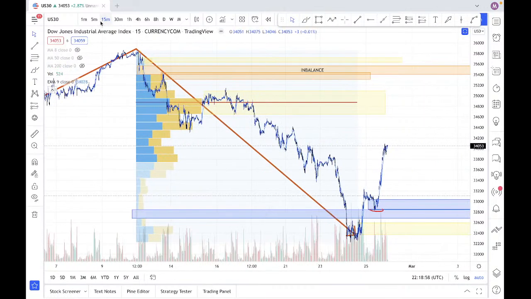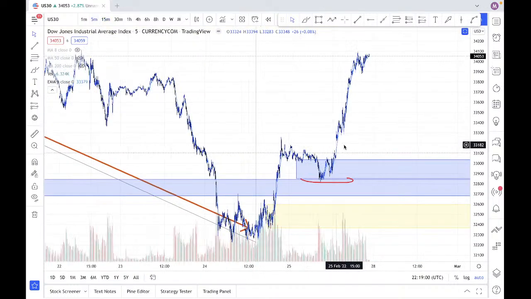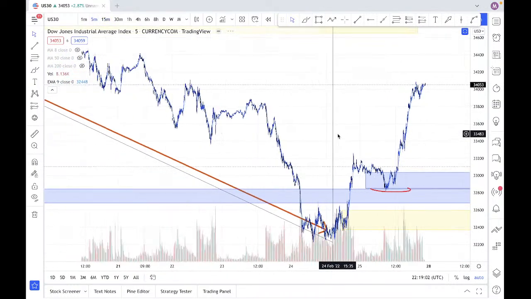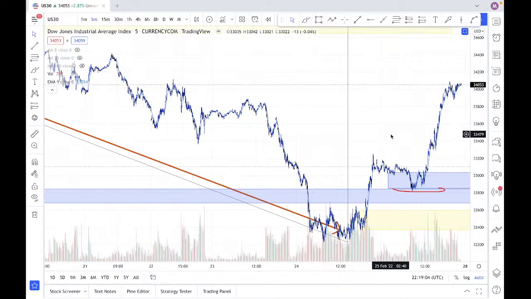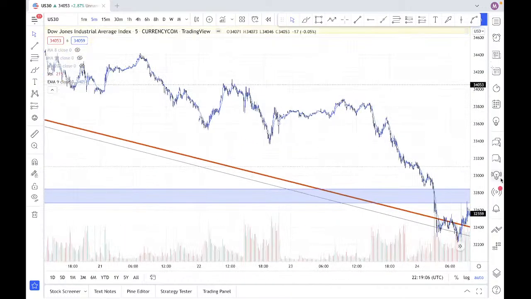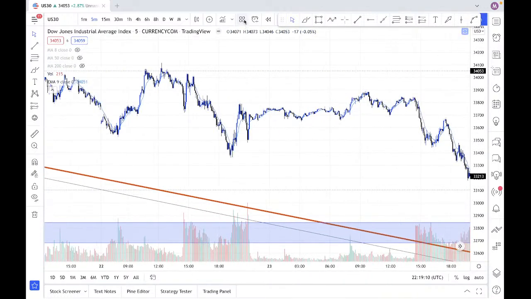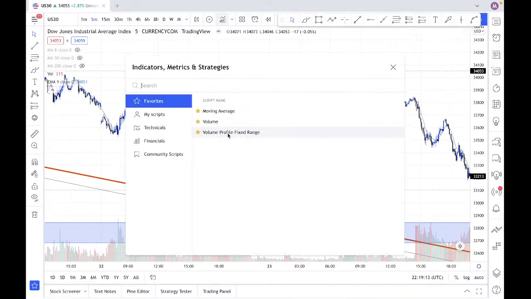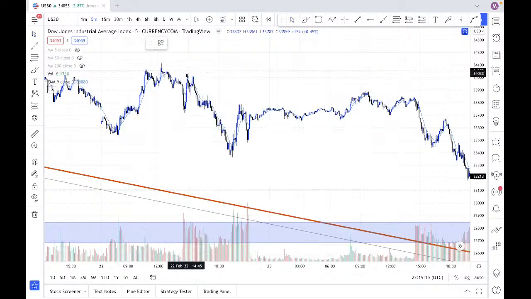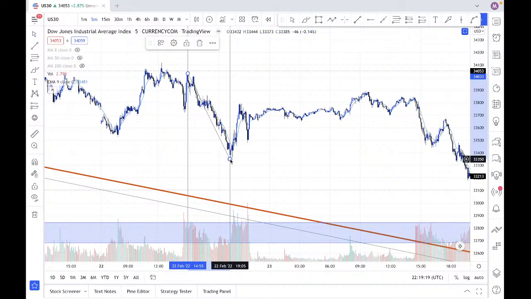As well as that, you can hop into your 5-minute charts and you can look for these impulse moves. Like I'll show you here. So in these US30 charts, just to show an example, we'll bring the volume profile fixed range again. We'll take it from the impulse up, down.